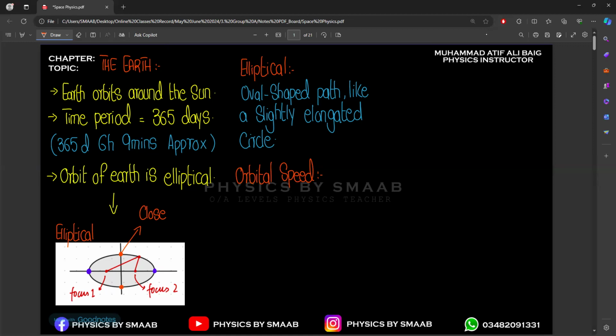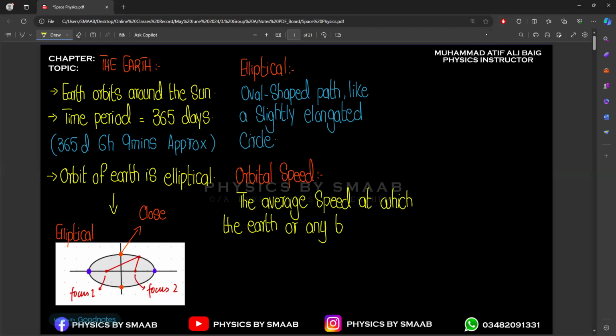So according to the concept of orbital speed, it is the average speed at which the Earth, or any other planet or body, orbits around the other body.